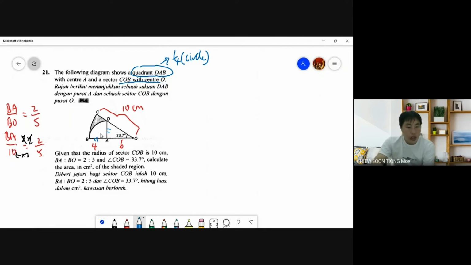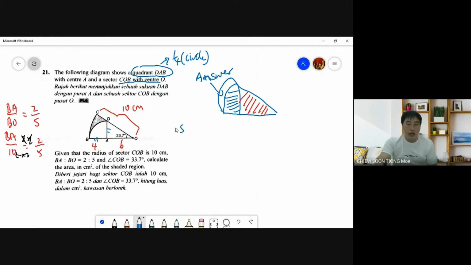Calculate the area of the shaded region. How to get the shaded region? You use the sector. I draw sector. I use the sector minus the quadrant. So I left this triangle and this area. This area is the one you need, is called answer. So you have to minus this blue part and the triangle. Okay, understand?